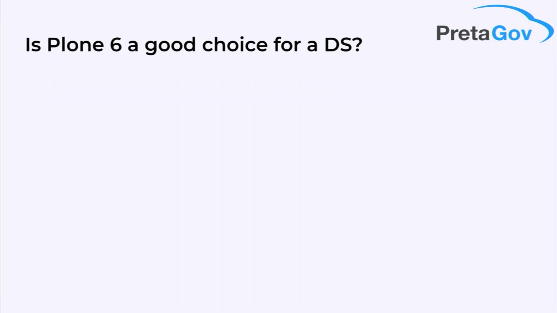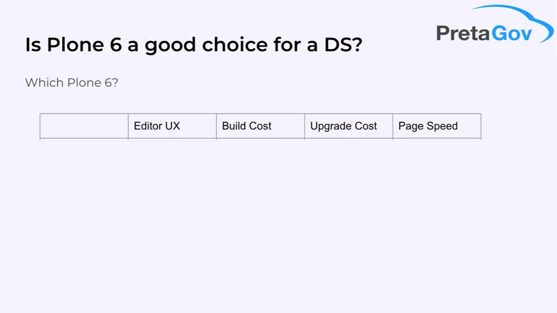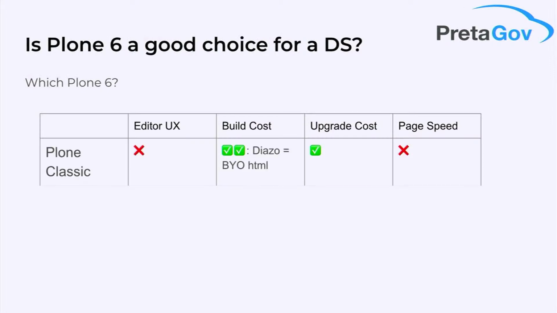So is Plone a good choice for a design system? When you think about it, I think we have three choices now. We have three kinds of Plone. Or if you count Nick and other things, maybe you've got more. But I'm going to talk about three different choices, and I'm going to look at it from these different perspectives. So Plone Classic. When I'm talking about Plone Classic here, I'm talking about Diazo, which I think is still the best solution if you're bringing your own HTML.